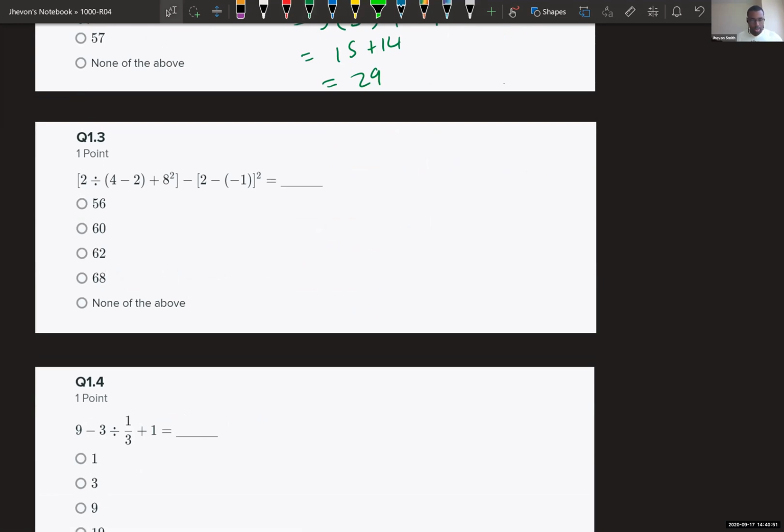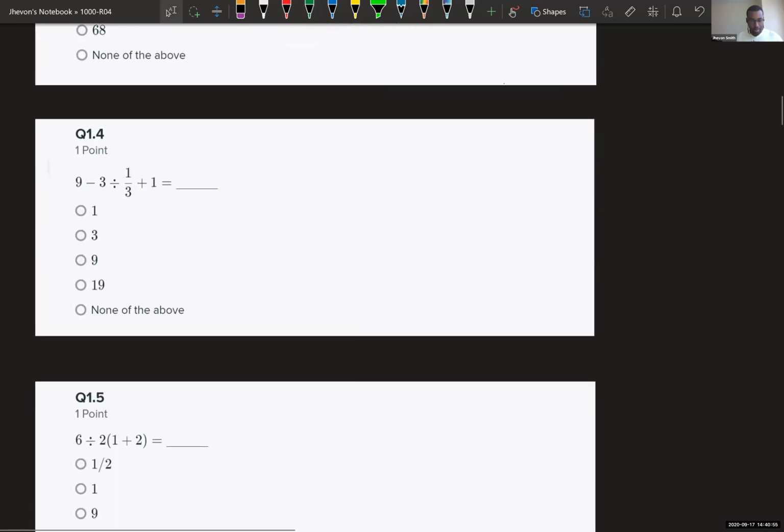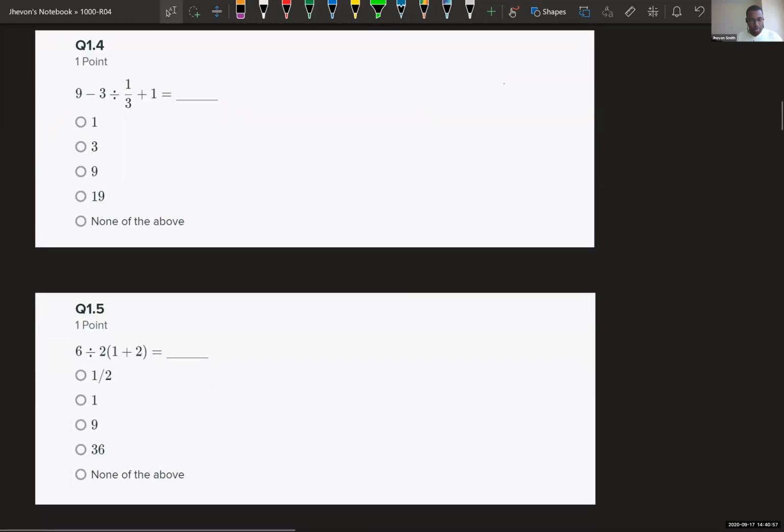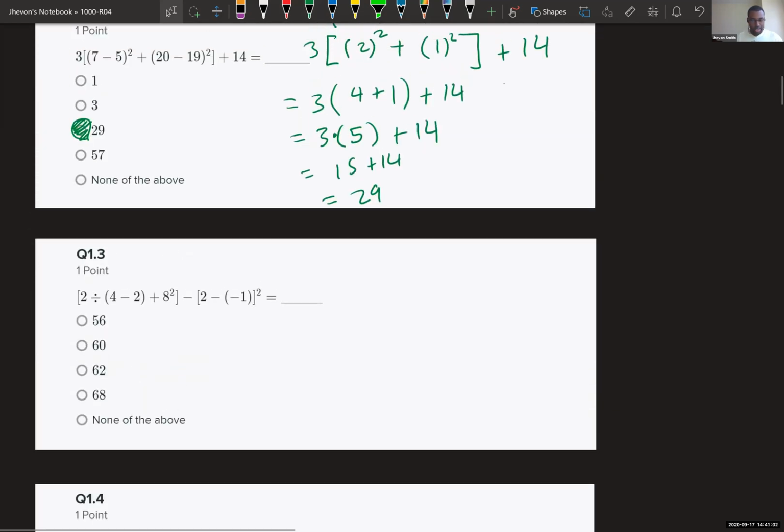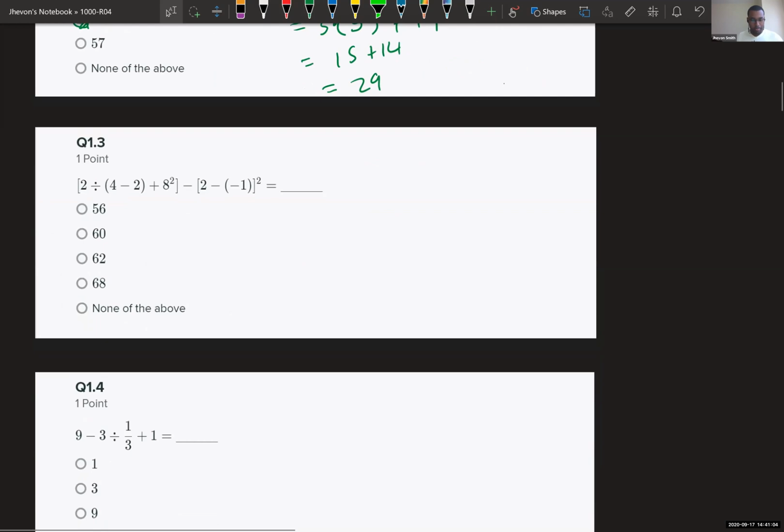Moving on to the next one. I'll work out this one for you guys. I'll throw polls up for 1.4 and 1.5 for historical reasons, but let me just go through this. So again, it's a matter of PEMDAS, which means I'm going to work out what's in the parentheses first.